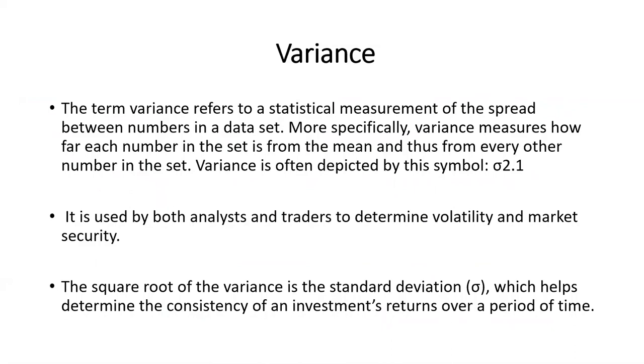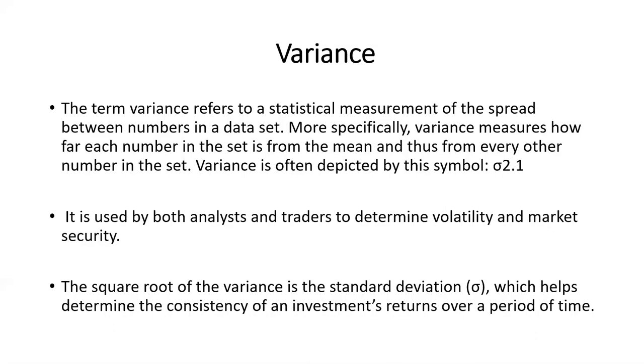Let's understand what variance is. The term variance refers to the statistical measure of the spread between the numbers in a data set. Most specifically, variance measures how far each number in the set is from the mean, and thus from every other number in the same set. It specifically measures how far the numbers are from the mean.